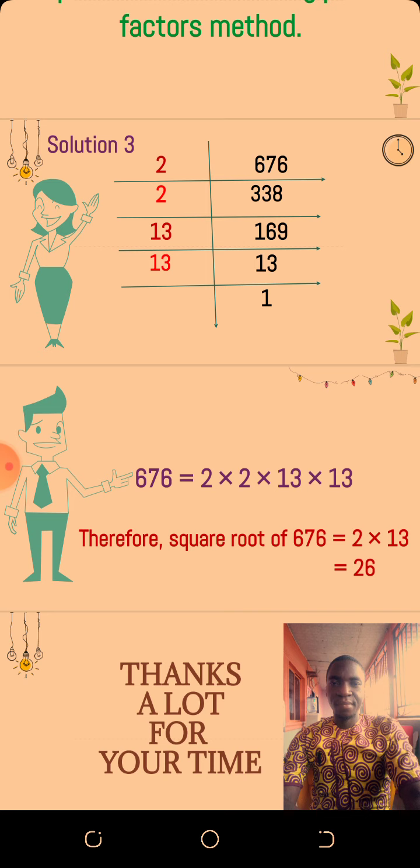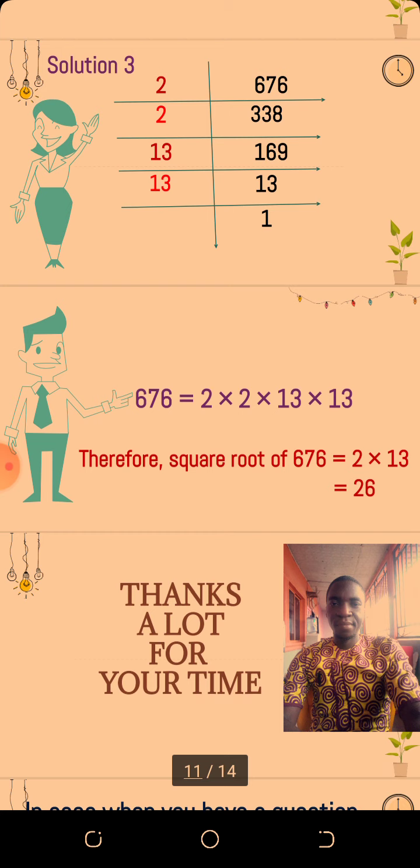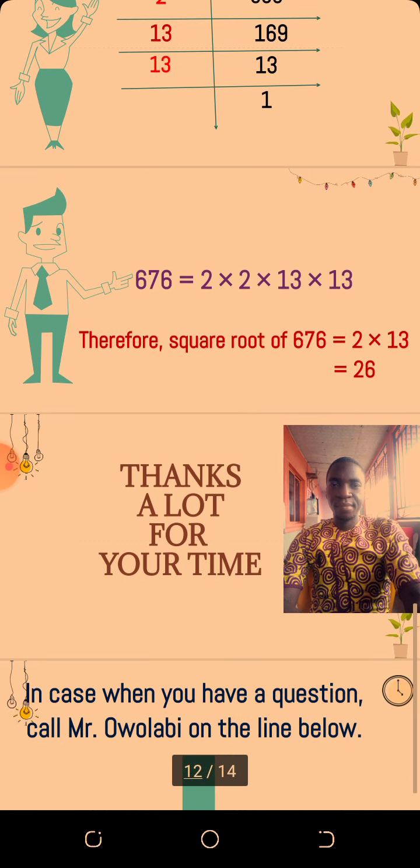We will move to the next prime number, which is 5. 5 cannot go in 169 without any remainder. We will move to the next prime number, which is 7. 7 cannot go in 169 without any remainder. We will move to the next prime number, which is 11. 11 cannot go in 169 without any remainder. We will move to the next prime number, which is 13. 13 will go in 169 13 times. 13 will go in 13 once.